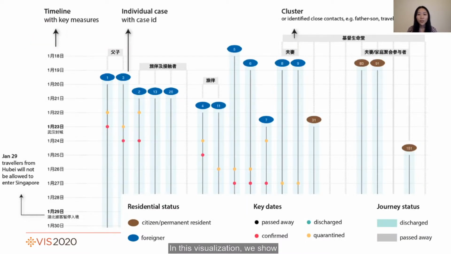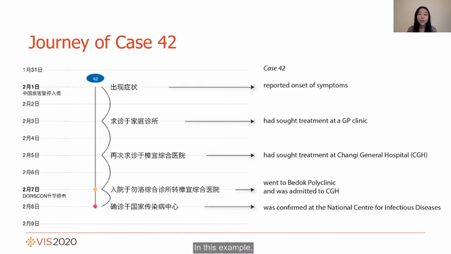In this visualization, we show the individual cases with the key dates such as confirmed date, quarantine date, and their residential and journey status, and how cases in a cluster are interrelated, such as traveling or attending events together. In this example, case 42 reported onset of symptoms on February 1st and visited clinics and hospitals multiple times before being confirmed.